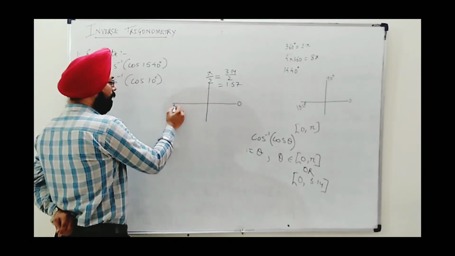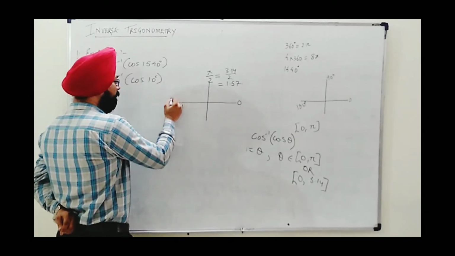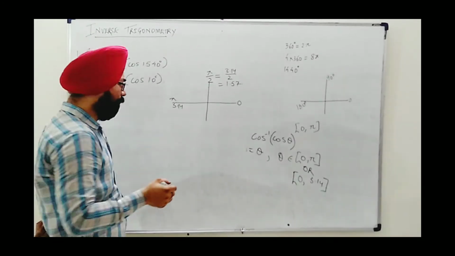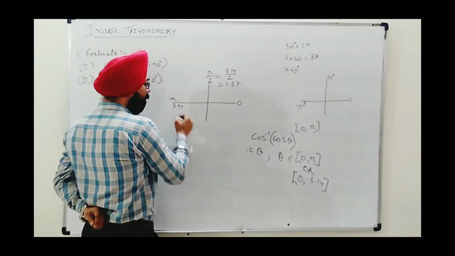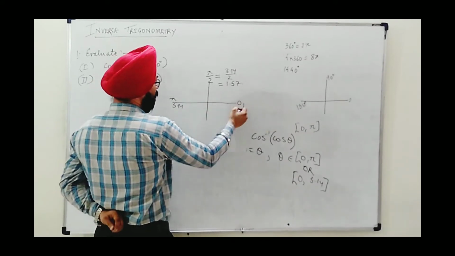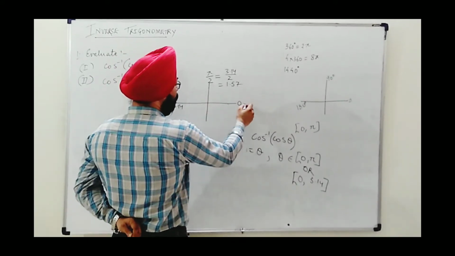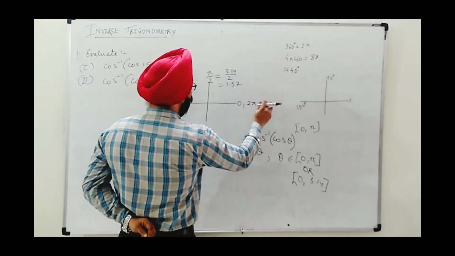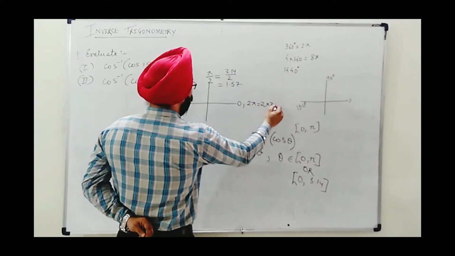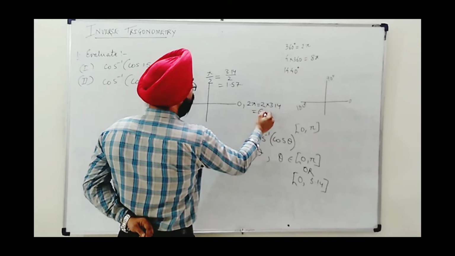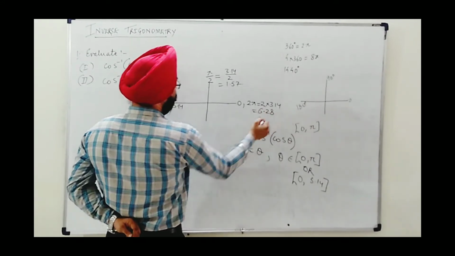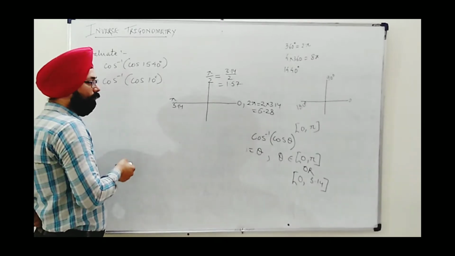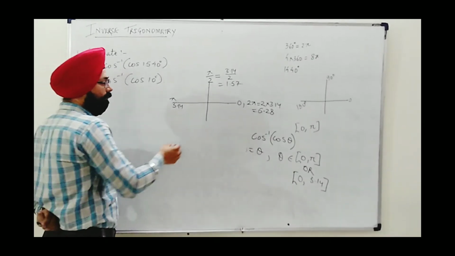Next value is 3.14, which is equal to pi or 180 degree. I am talking about radian pattern also. Now if I come here, crossing this total 180 degree, this is 2 pi. 2 pi will be equal to 2 into 3.14, which comes 6.28. This way we need to see tan belongs to which place, which quadrant.